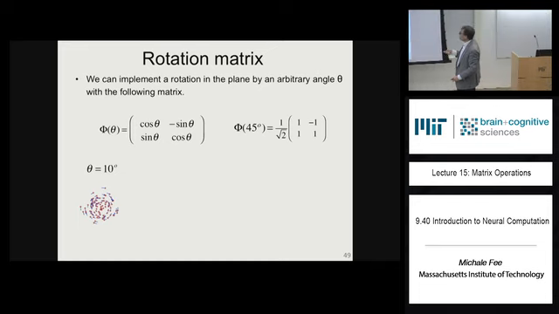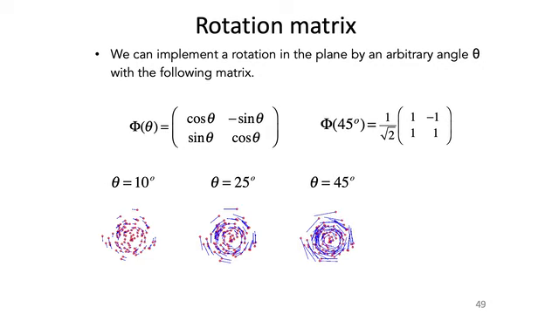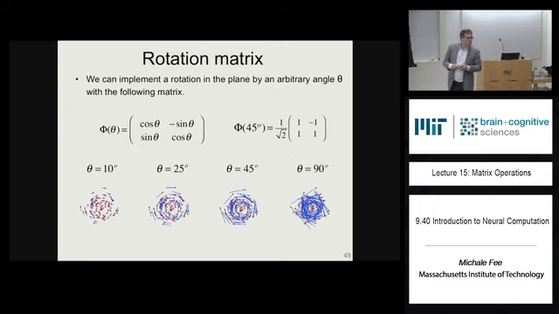If theta equals 10 degrees, we can produce a 10-degree rotation of all vectors. If theta is 25 degrees, you can see that the rotation is further. Theta 45, that's this case right here. You can see that you get a 45-degree rotation of all of those vectors around the origin. And if theta is 90 degrees, you can see that. Pretty cool, right?